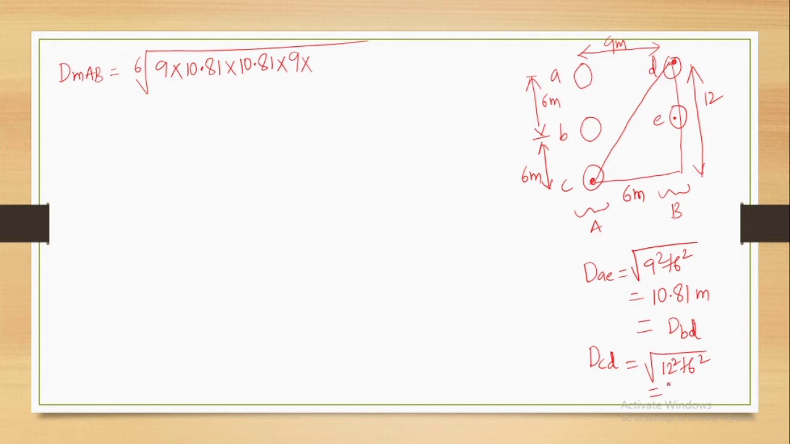Sorry, here it is 9, right? It is 9. I have made this mistake. So it is 12 square plus 9 square. If you evaluate this, it comes out to be 15 meters. So 15 is the fifth distance. What is the sixth distance? Sixth distance is the C to E distance.